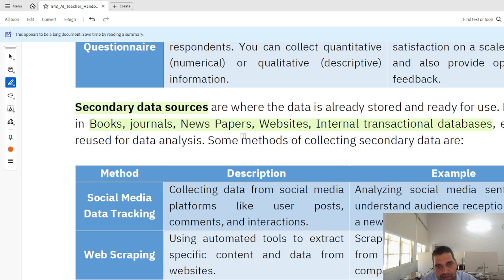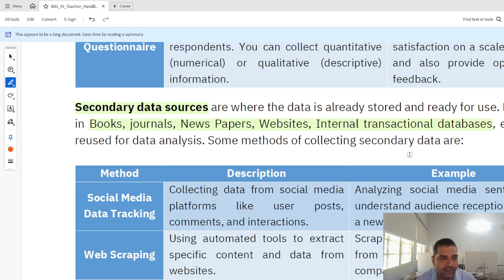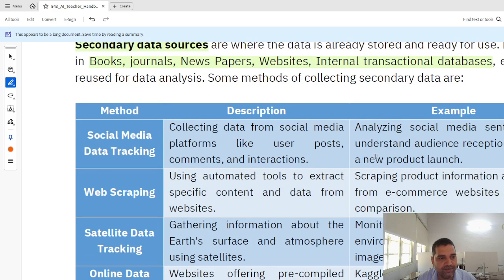Secondary data source is already stored data. It means you are collecting data from somewhere it is stored, and it is ready for use. Like the data stored in books, journals, newspapers, websites, and internal transactional databases. So the data is stored in the database.